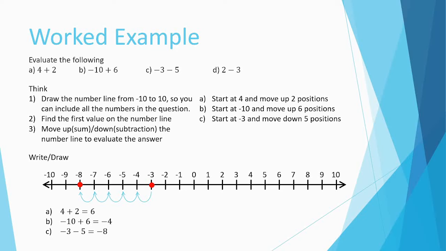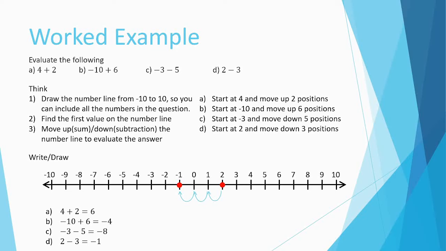And for the last question, we've got 2 - 3. So again, I'm starting at that 2. I'm going to move down 3 positions, and I'm going to end up at -1. So you can see we've crossed through that 0 point. Now that could be like money in your bank.